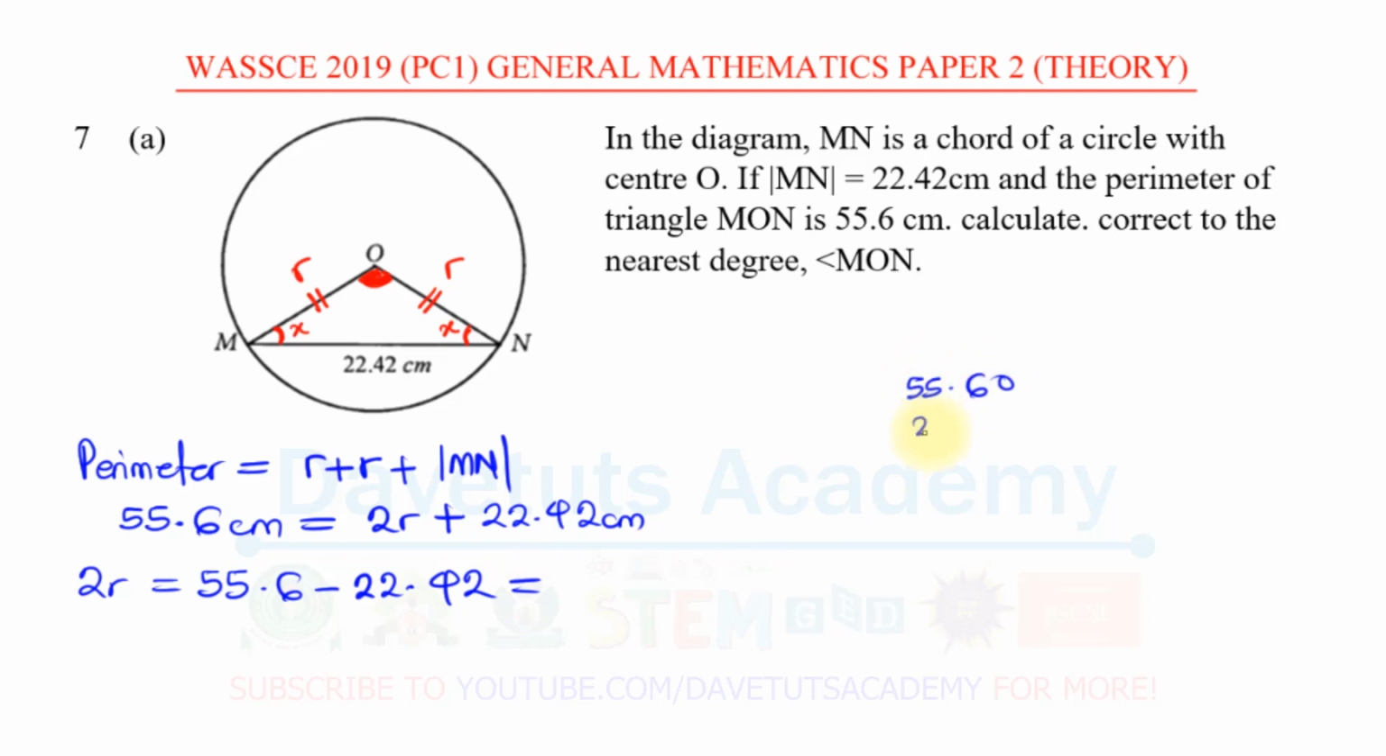So that will just be like 55.60 minus 22.42. Subtracting, 10 minus 2 is 8, 5 remains 5 because we have borrowed 1, 5 minus 4, that is 1. 5 minus 2, that is 3. 5 minus 2, that is 3. Okay, so 33.18.